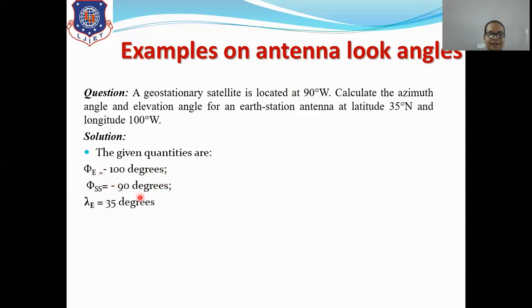And for latitude, if it is in the north direction, then it is taken as positive, and if it is in the south direction, then it is taken as negative. So latitude, denoted by lambda e, is equal to 35°, which is positive because it is north. These three quantities will be given each and every time you need to calculate examples on antenna look angles. Now, the first step is to calculate capital B, which is the difference between earth station and subsatellite longitude, phi e minus phi ss.